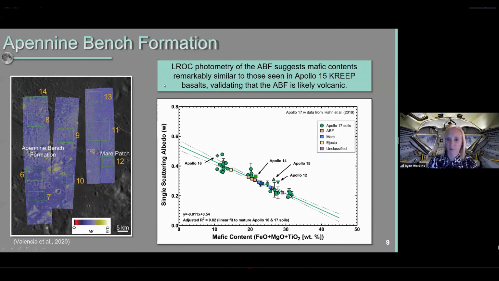She's using a combination of LROC photometry and M-cube mineralogy data to look at the compositional variations at the Apennine Bench. And the preliminary results so far seem to suggest that the mafic contents within the Apennine Bench are remarkably similar to those seen in Apollo 15 creep basalts, likely indicating that the Apennine Bench formation is volcanic. And again, this is the same plot that I showed before, but now we've got the different materials within the Apennine Bench region plotted here.